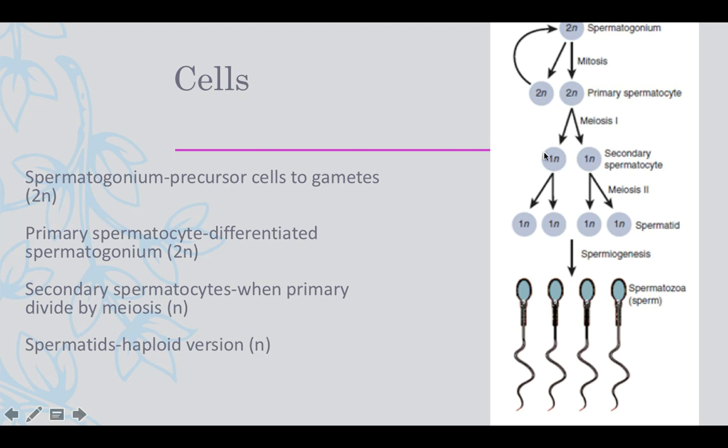The secondary spermatocyte right here is going to go through another round of division through meiosis 2. And that's going to create something called spermatids. And they're all haploid. There's 4 of them. And you can see here that there's 4 sperm or spermatozoa. So I might ask you on the test, how many sperm are made in spermatogenesis? And you would say 4. It's always that number.